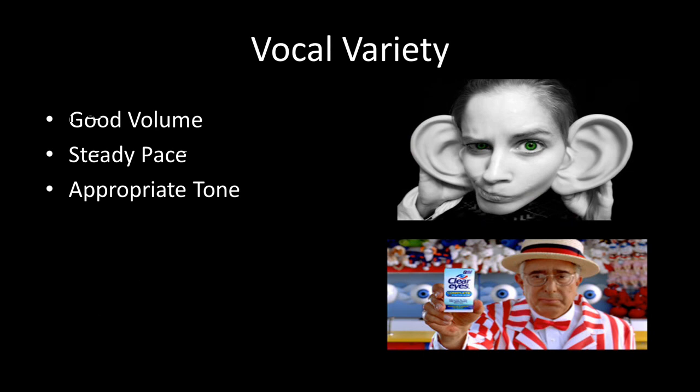Okay, vocal variety. It's important to focus on three things when it comes to the paralinguistics of your voice during your presentation. First is to have good volume. Consider the size of the room. If it's a very small room, you may not have to be as loud as you do if it's a very large room. Always take a chance to scout out the place that you are speaking before you do so you have an idea of how loud you need to be to fill that room.